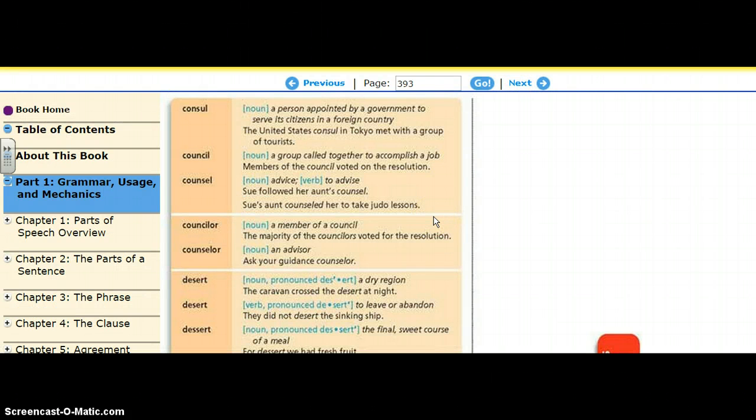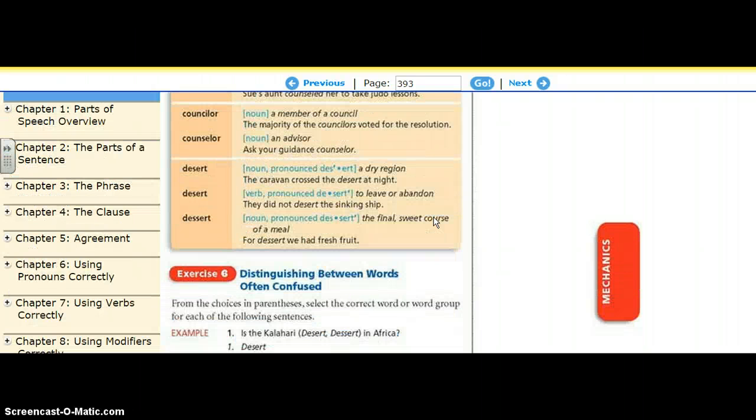Then we have counsel, 3 different ways. We have counselor, 2 different ways. And then dessert, dessert, and dessert, all meaning different things.